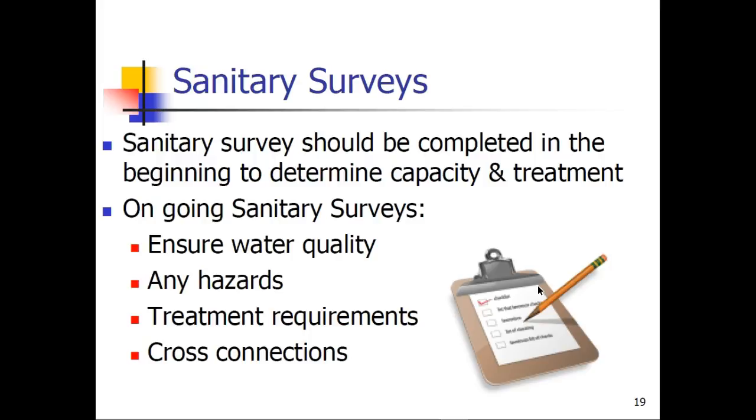Sanitary surveys, critical. Sanitary surveys should be completed in the beginning to determine capacity in the treatment. Ongoing sanitary surveys ensure water quality, they identify hazards, the treatment requirement, and any potential cross connections.